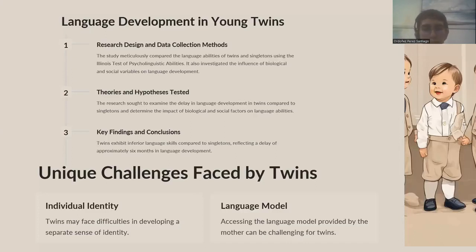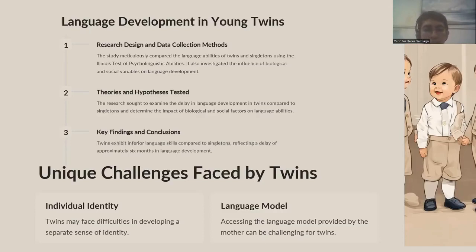Right? How they impact with it. And then the theory and hypothesis tested was that the research examined delayed, it's a really important word, delayed language development in twins compared to singletons, sorry, I hope I am not mispronouncing this word, and determined the impact of biological and social factors on language abilities. So that's the whole hypothesis that they tested, and they did it in different ways.